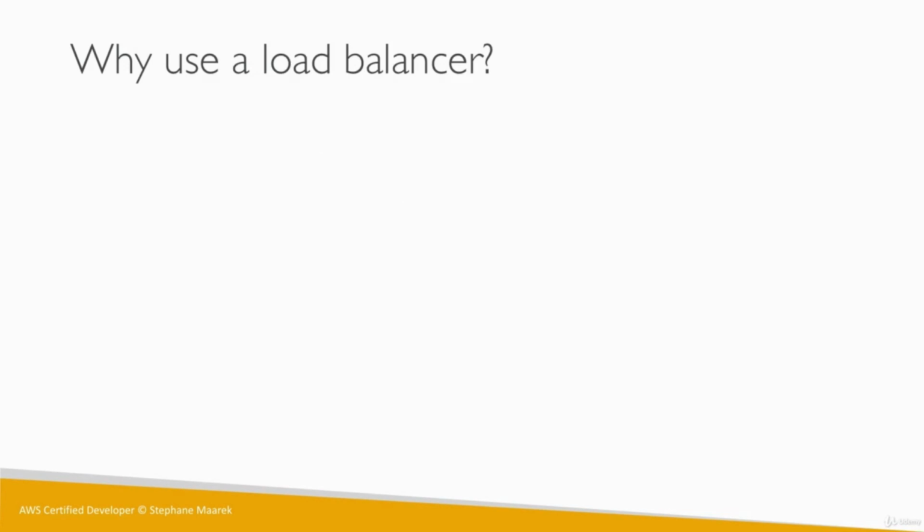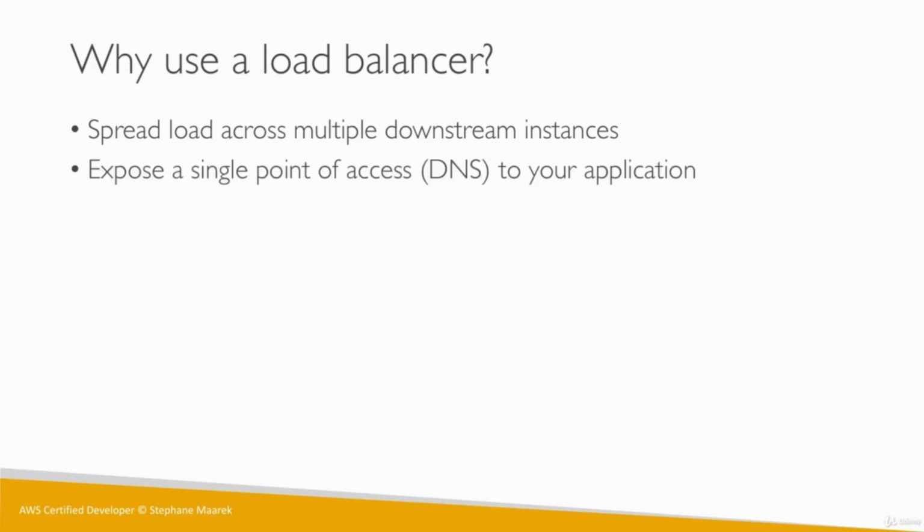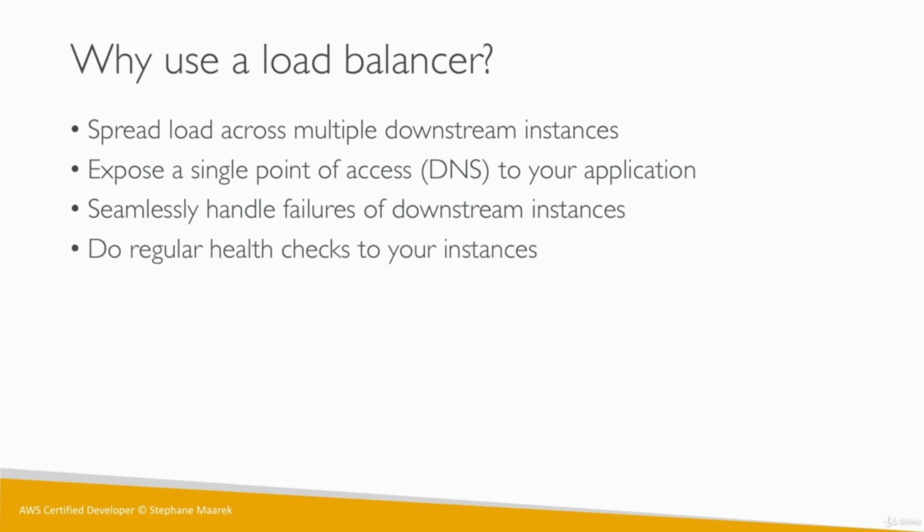So why would you use a load balancer? Well, you really want to spread the load across multiple downstream instances so you can scale your instances downstream, but still expose only a single point of access to your application. Similarly, if your downstream instances fail, we don't want our clients and our users to see that failure, right? We want the load balancer to still work. And so the load balancer will do health checks to our instances to make sure they're working fine. And if they're not working fine, it will redirect the traffic to the instances that are working.